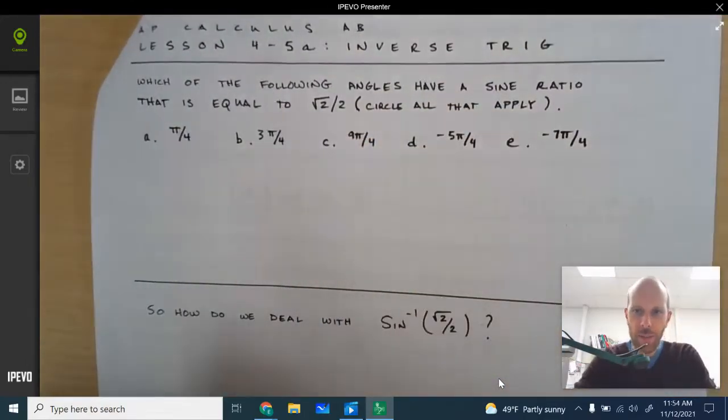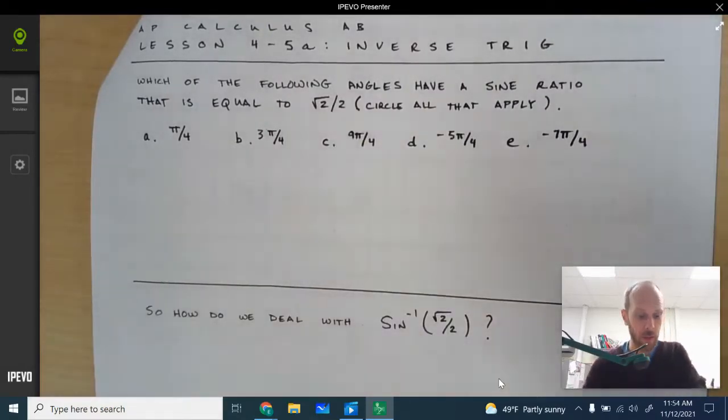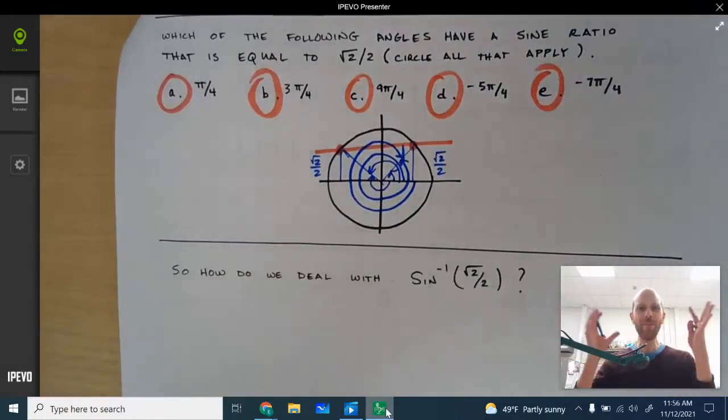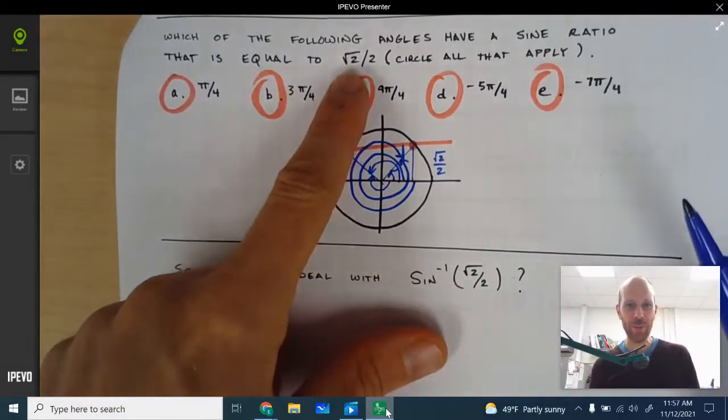Which of the following angles have a sine ratio that is equal to roots of 2 over 2? I'd like you to pause the video and figure out which of these angles. And the answer is every single one of these angles has a sine ratio equal to roots of 2 over 2.